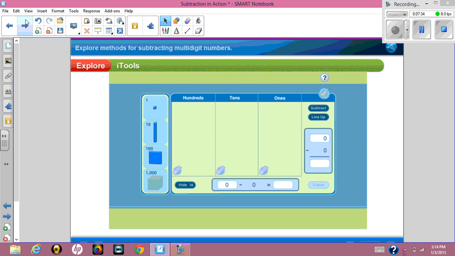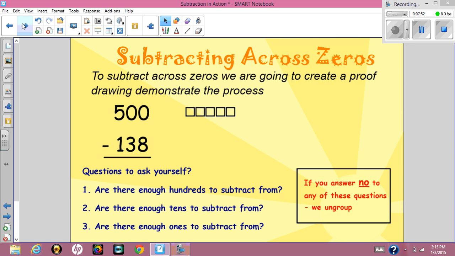Now this is that tool that I demonstrated, but what is wonderful is the iTool can either be set up to subtract or add. So this one is set up to subtract. So we will be working with those iTools and exploring them.